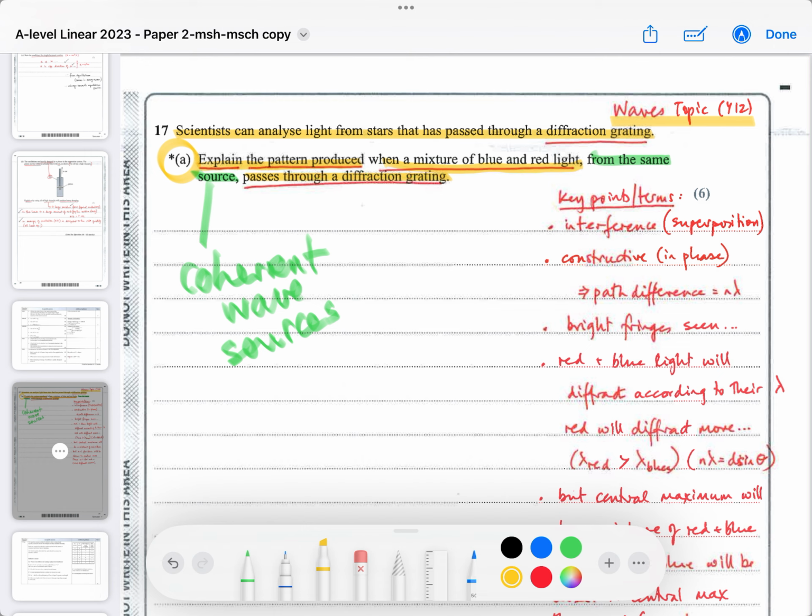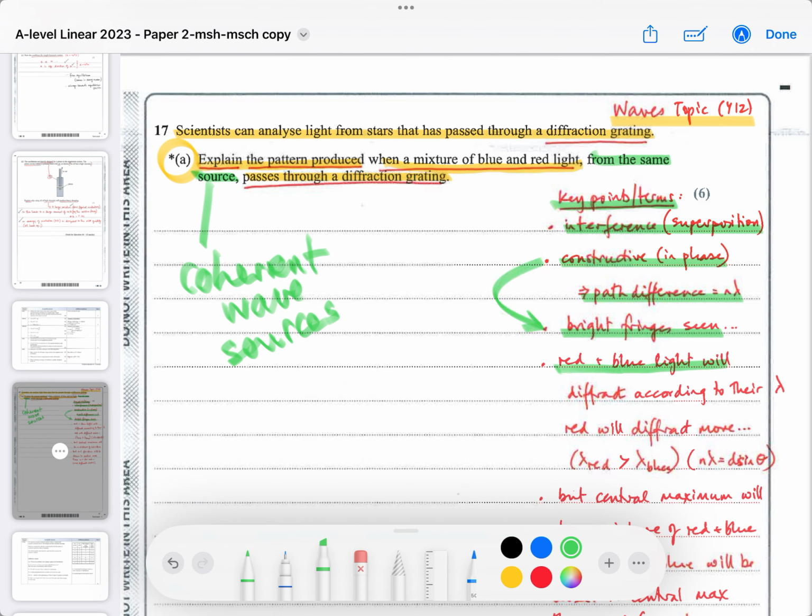So the key points that you need to put in your answer, which I'll do in green, is interference or superposition. So the waves through the diffraction grating will interfere with each other, and a diffraction grating has many slits per millimeter. And when these waves arrive in phase, the pattern you see will create a bright area, when the path difference between the light is a complete number of wavelengths. So bright fringes will be seen when you have constructive interference. So these two points are linked, okay?